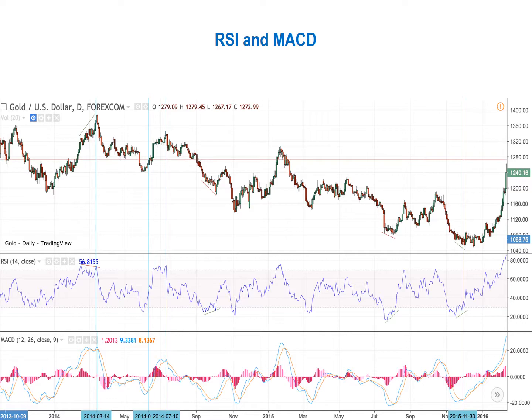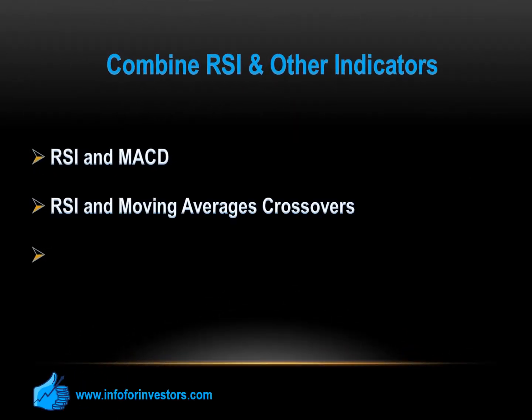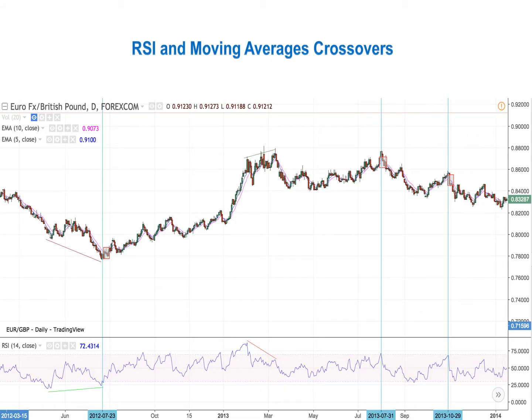RSI and moving averages crossovers is another great combination. Remember that moving average, MA, crossovers are tools to identify points on the chart when the slow MA passes above or below the fast MA, and vice versa. This indicates that the current trend might be about to change. Traders can use these areas to enter or exit the markets. Moving average crossovers can be used to confirm overbought or oversold situations where prices could reverse.